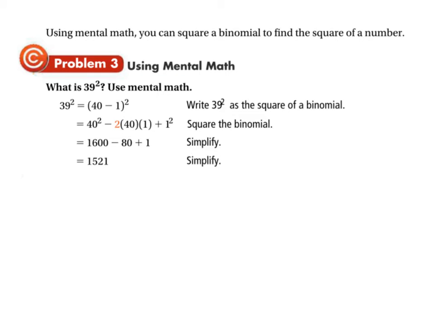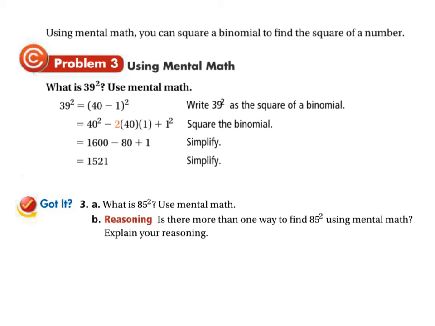I kind of really like this. And if you were doing 41 squared, it would be just, instead of negative 80 here, it'd be positive 80, and you'd get 41 squared would be 1,681, and you can check that to see that that's true. Okay? You've got then a got it problem.